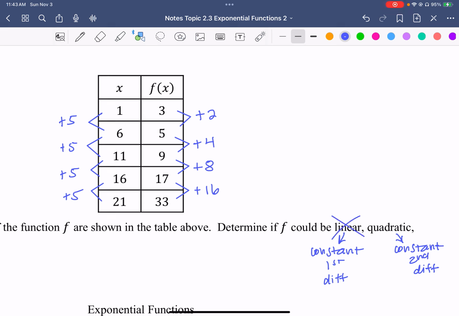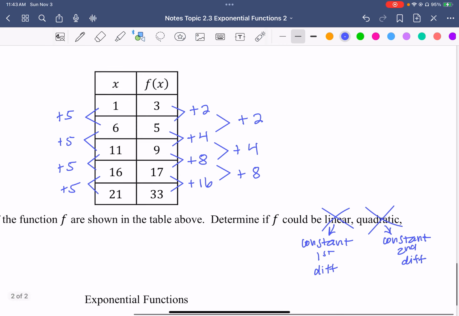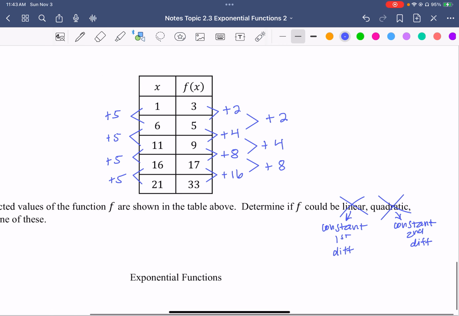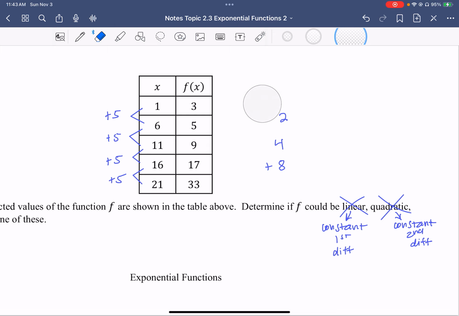Let's check to see if it could be quadratic. So we're going to repeat this process and see if the second differences are constant. To go from 2 to 4, we add 2, 4 to 8, add 4, and 8 to 16, you add 8. Again, those are not constant, so it's not going to be a quadratic function either. So now what we can do is check to see if it's exponential.